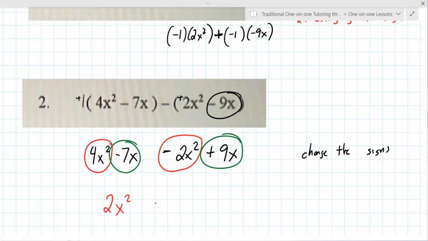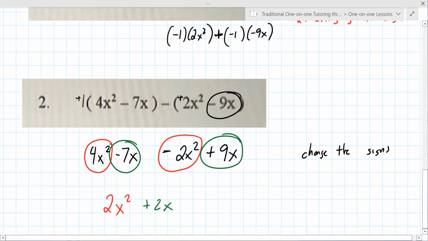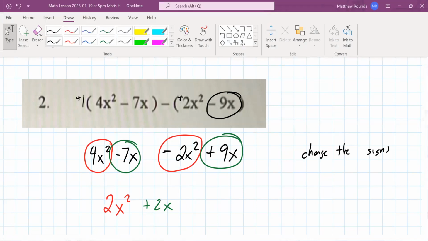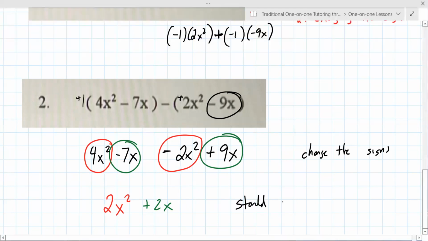2x. 2x, good. And I would encourage you to use colored pencils or pens or highlighters, whatever you like to be able to see this. I think the colors are helpful here. So this is in standard form. Okay, so we got the check on that. What is the degree of this one?